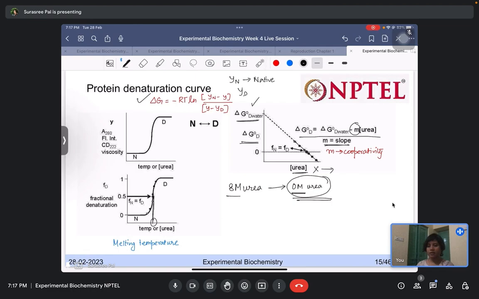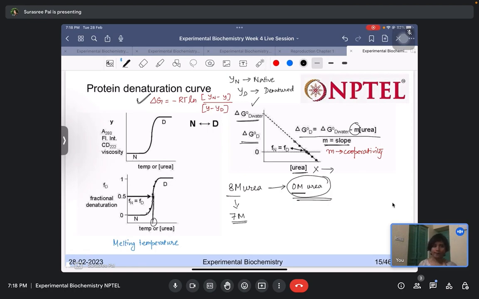And what is yd? It is this same parameter, either absorbance or fluorescence intensity, with respect to the denatured state, right? And y is the value of this absorbance or fluorescence intensity at any point of time, right? So suppose first you decrease the concentration of urea from 8 to 7 molar, right? Then you calculate the value of delta G from the absorbance, for example.